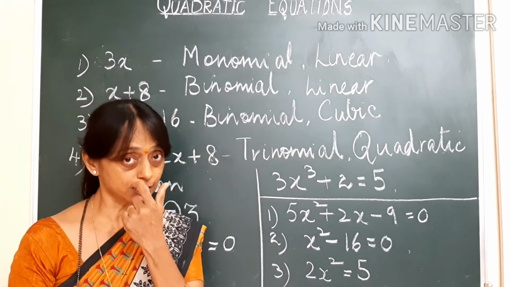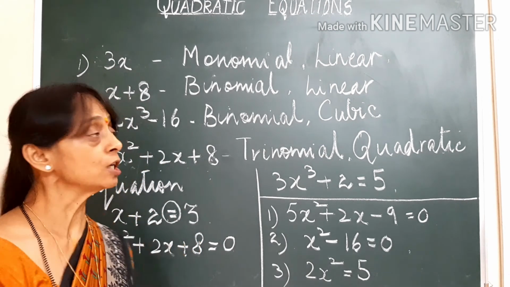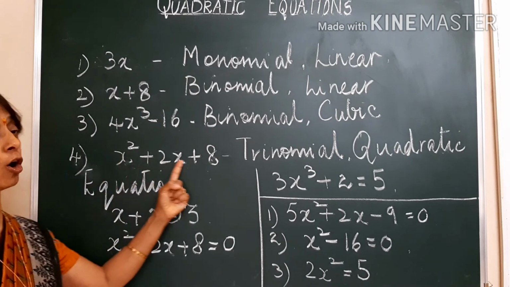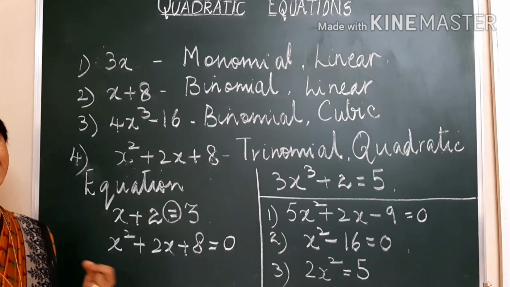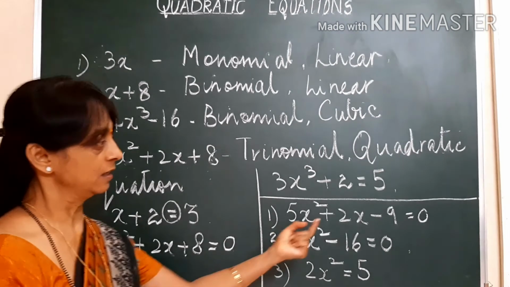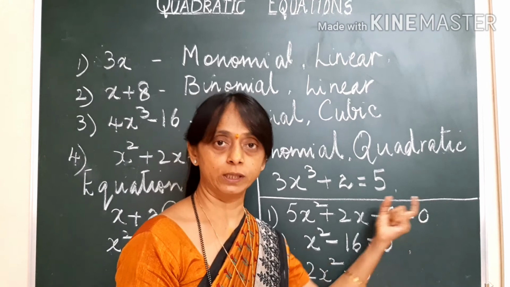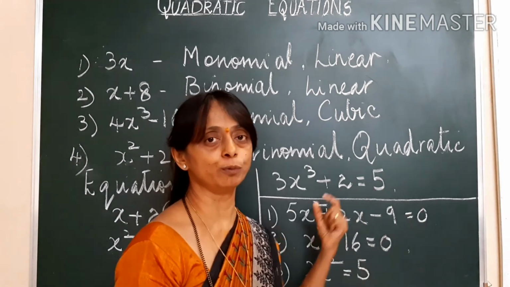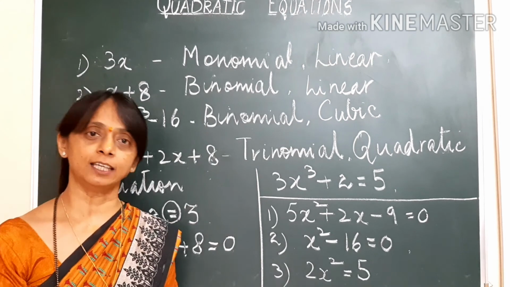So children, what is a quadratic equation? A quadratic equation involves a quadratic polynomial along with an equality sign. So what do you have? You have a left hand side, you have a right hand side with a number of terms on both the sides. This is called a quadratic equation.